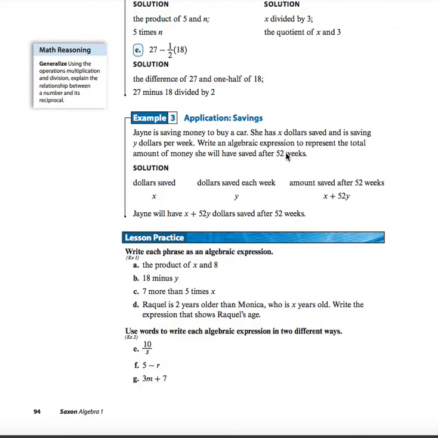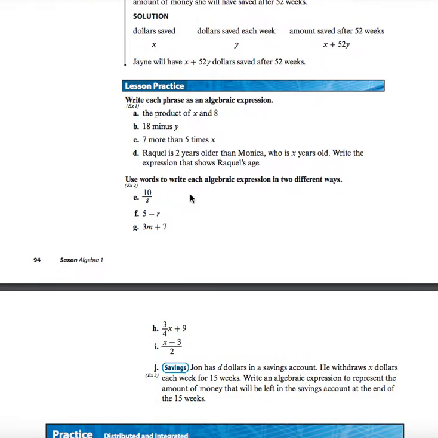How much money would she have? You take initially what she has saved, and you add that to the 52 weeks and what she saves per week. Jane will have x plus 52y dollars after 52 weeks because you're taking that dollar amount per week, multiplying by 52, and adding to what she already has. Let's take a look at our lesson practice problems, and you get started with your assignment for today.